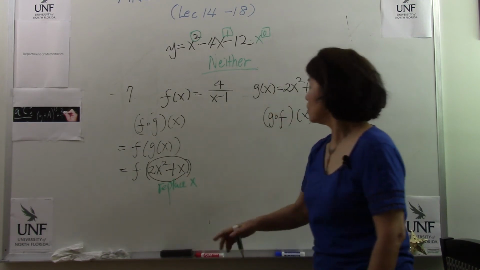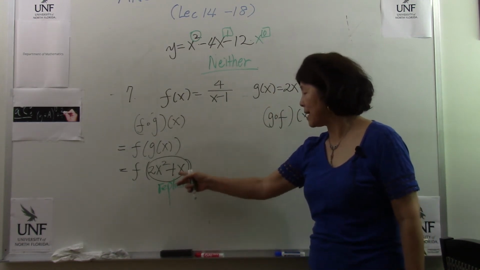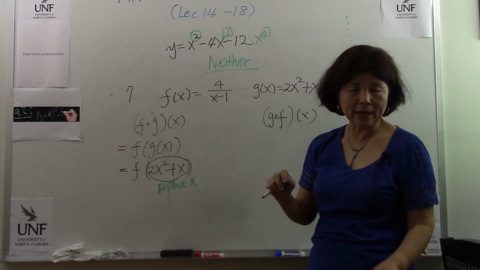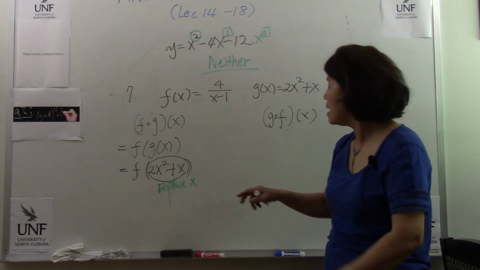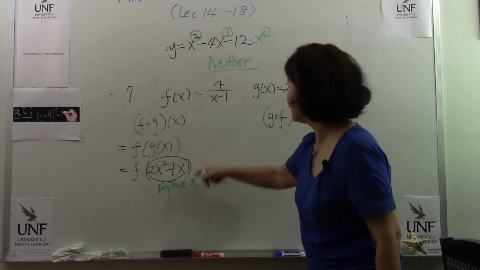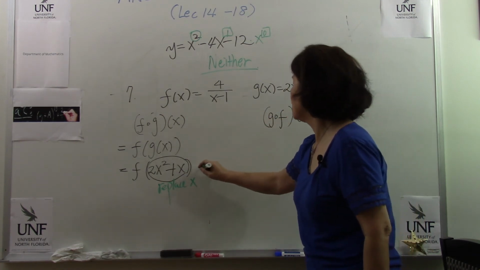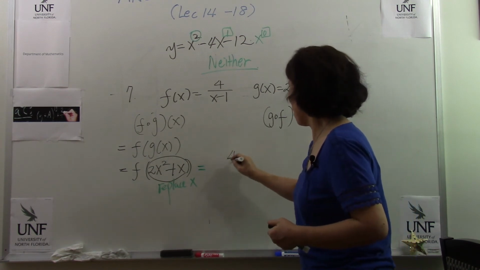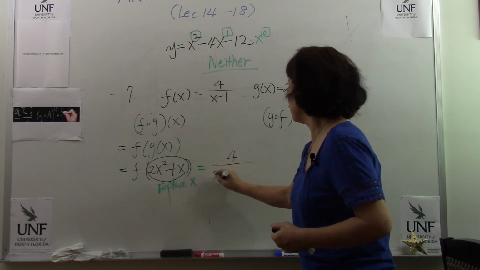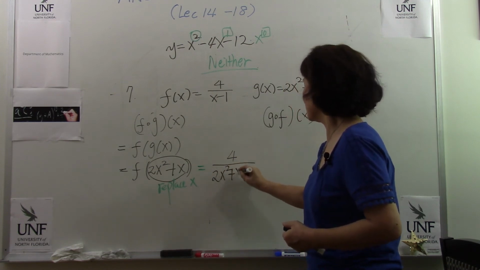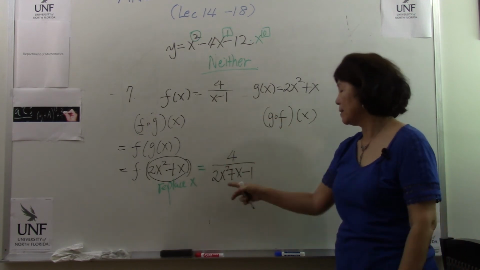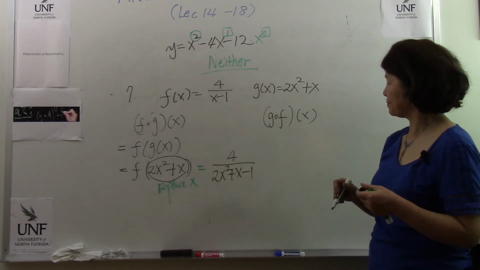Replace x. Don't be worried about this x. This is a whole quantity over here. You cannot break it. Okay? You take that one as 1 unit. So this one is going to replace x in the function. So what does that give you? That is 4 over x minus 1, in 2x squared plus x minus 1. So this is gone, replaced by this. So this is what you have.